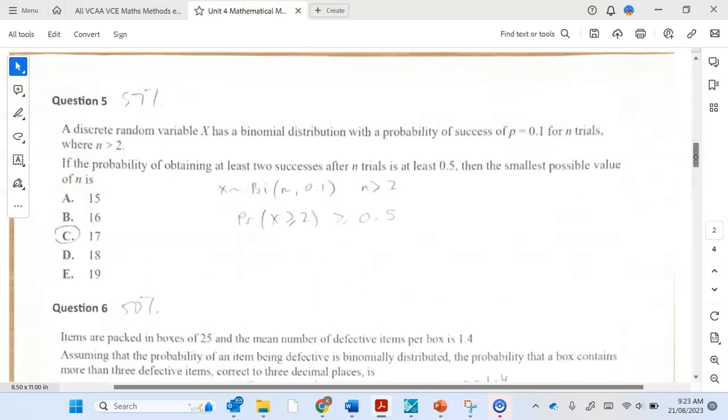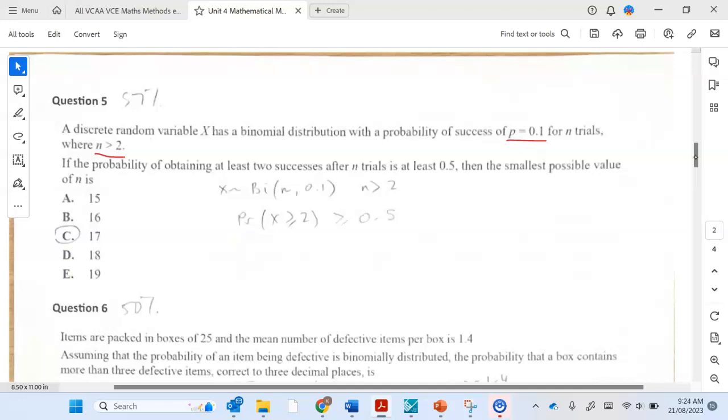All right, question 5, 57% got it correct. So a discrete random variable X has a binomial distribution with a probability of success of p equals 0.1. So it's told us it's binomial for n trials where n is greater than 2. So remember, for binomial, it is discrete, so it's important that we take note of any inequality signs. The probability of obtaining at least 2 successes after n trials is at least 0.5, then the smallest possible value of n is.